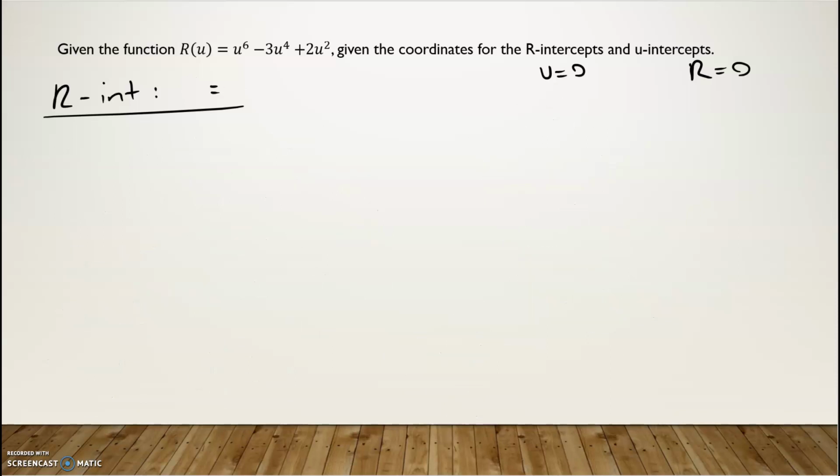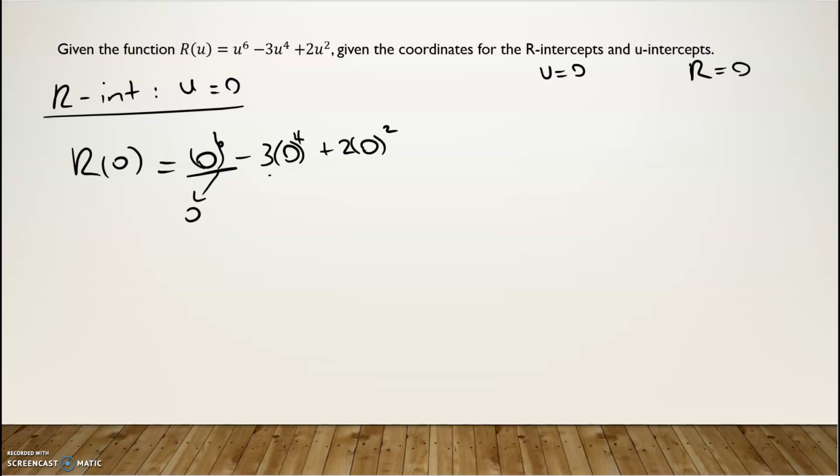Okay, now r-intercept, that means that u is equal to 0. So r of 0 is 0 raised to 6 minus 3 times 0 raised to 4, plus 2 times 0 raised to 2. This term goes to 0. This term goes to 0. This term goes to 0. So r of 0 is equal to 0. Now if we put that in coordinates, this would be (0, 0). So this would be our r-intercept.